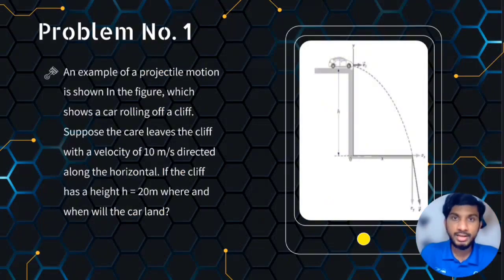Let's have a look at problem number 1. An example of a projectile motion is shown in the figure, which shows a car rolling off a cliff. Suppose the car leaves the cliff with a velocity of 10 meters per second directed along the horizontal. If the cliff has a height h equal to 20 meters, where and when will the car land?